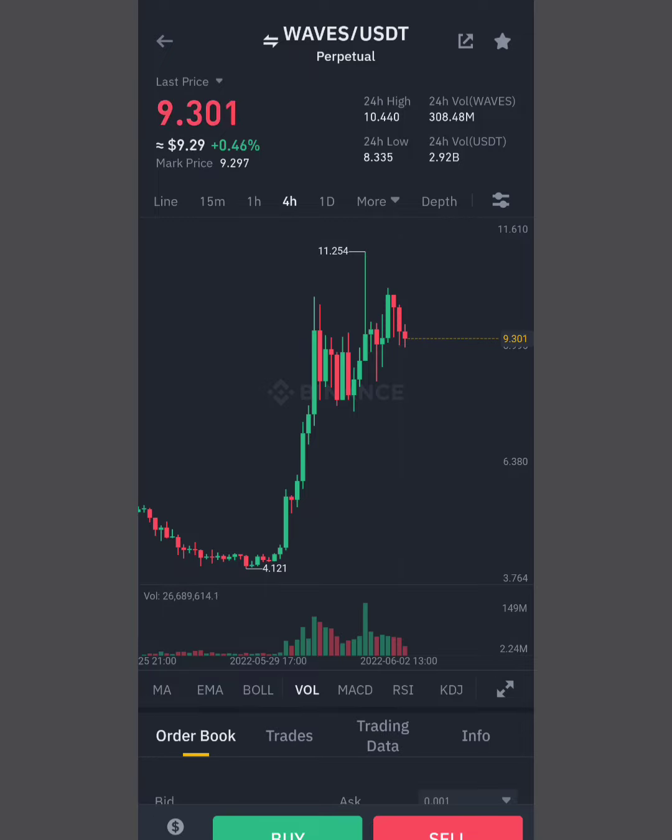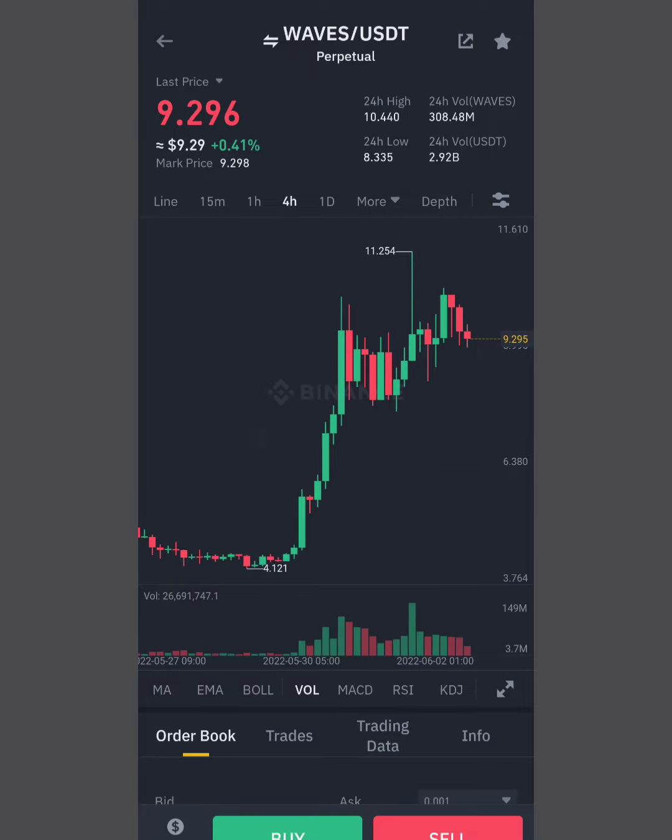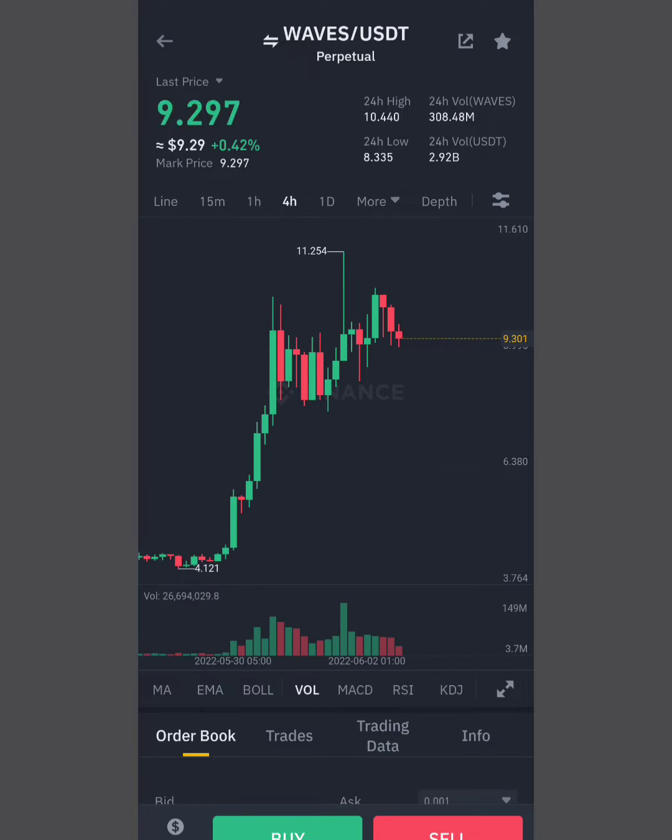All right. So when you see this pin bar, it's a clear indication that sellers are dominant. Now, what do you do? You do not enter immediately. You wait for the price to actually go back to that resistance so that you have a good risk to reward ratio.